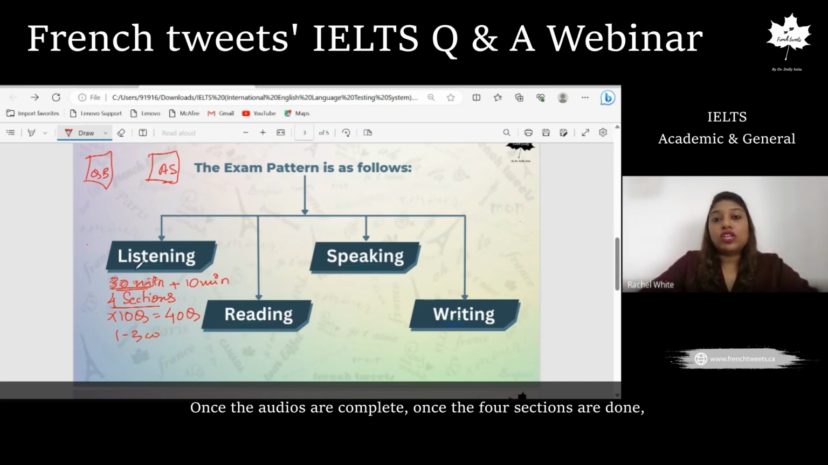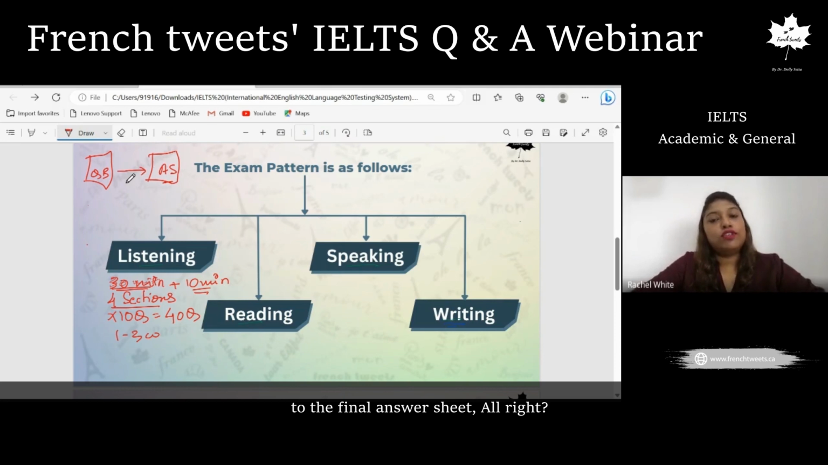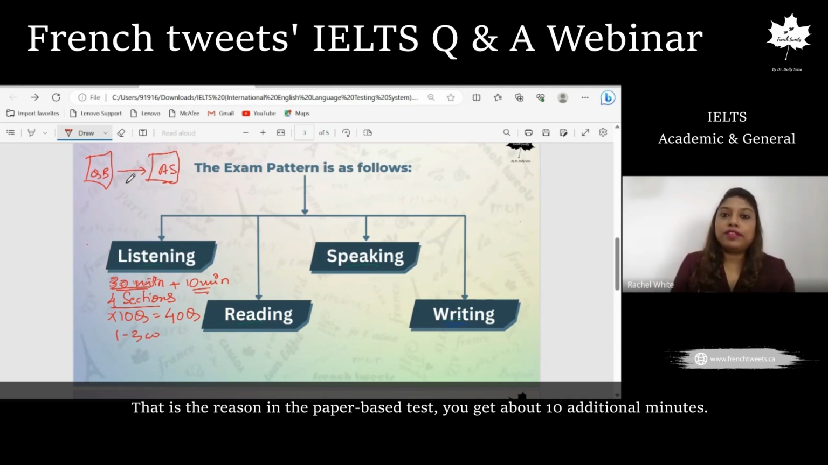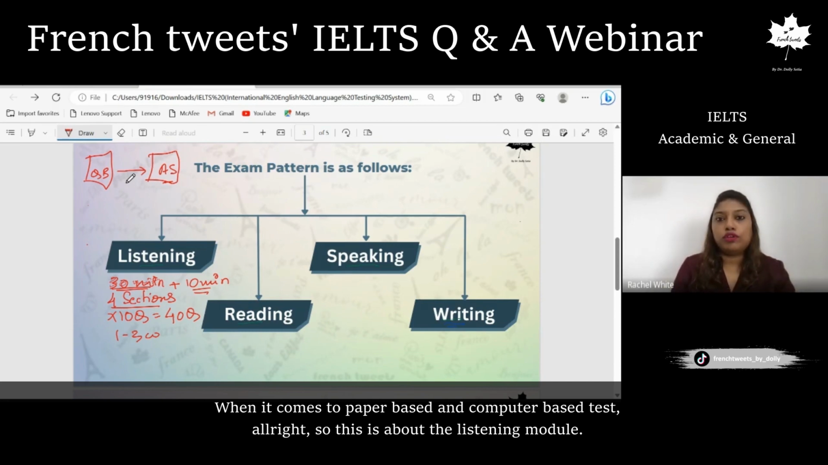Once the audios are complete, once the 4 sections are done, then you will get 10 additional minutes. You are supposed to use the 10 minutes to transfer your answers from the question booklet to the final answer sheet. That is the reason in the paper-based test you get those 10 additional minutes. Otherwise, like I said, the content, the question types, the assessment criteria, everything else remains the same for paper-based and computer-based tests.